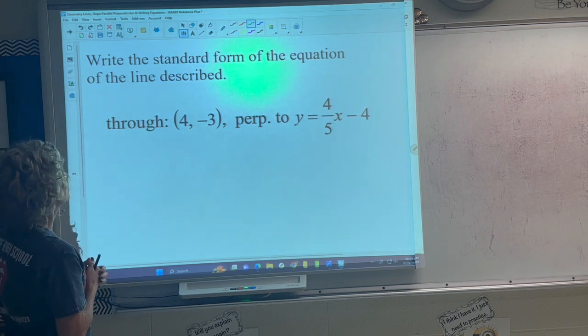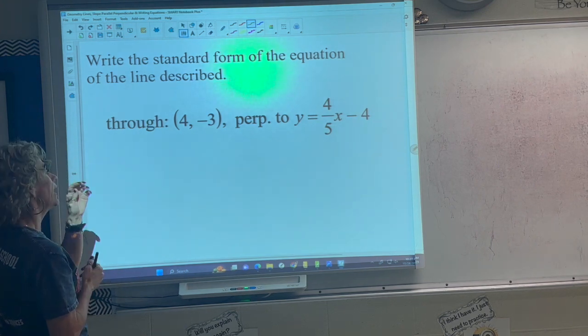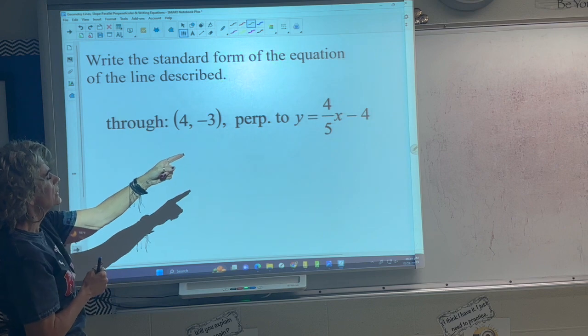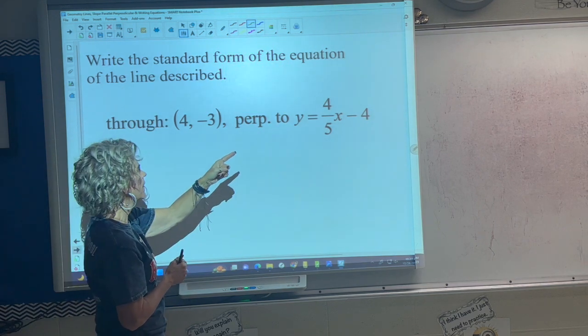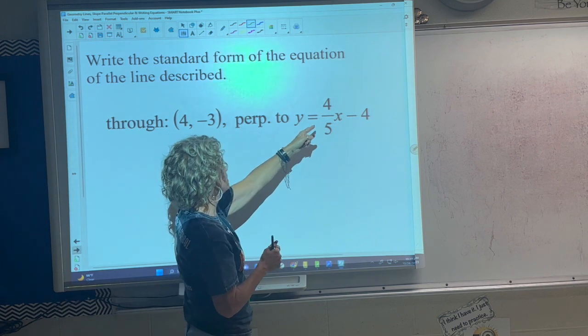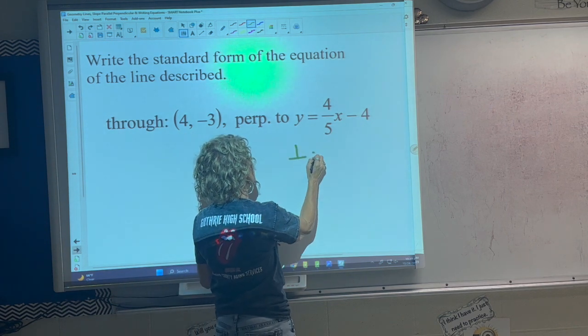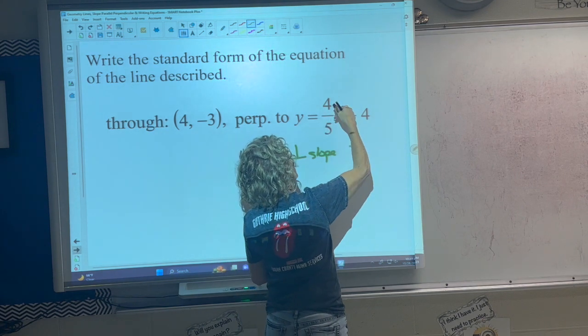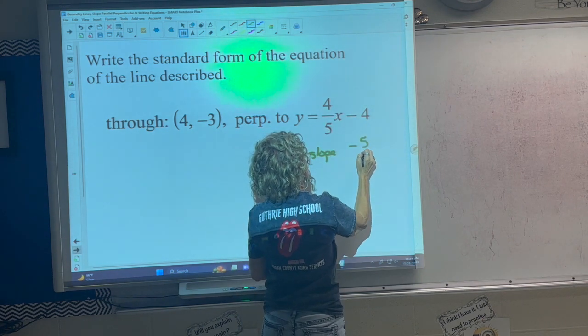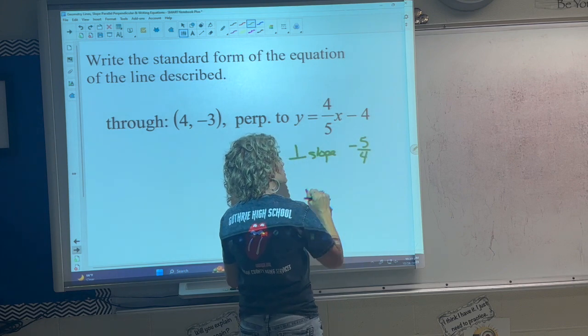Oh, we're doing standard form again. Okay, well, my slope here is 4/5, okay? That's a positive. Perpendicular, if that's a positive, my perpendicular slope is going to be negative, and it's a reciprocal. Flip it, 5/4. So that's the slope I'm going to use.